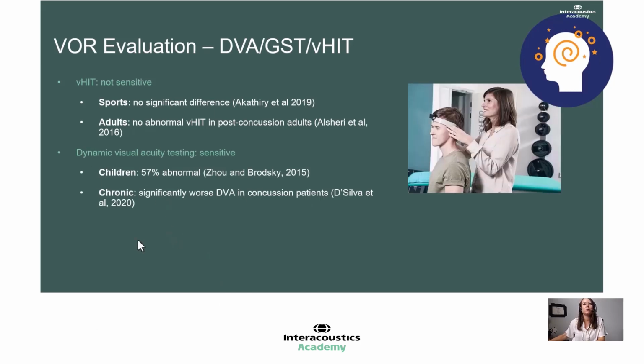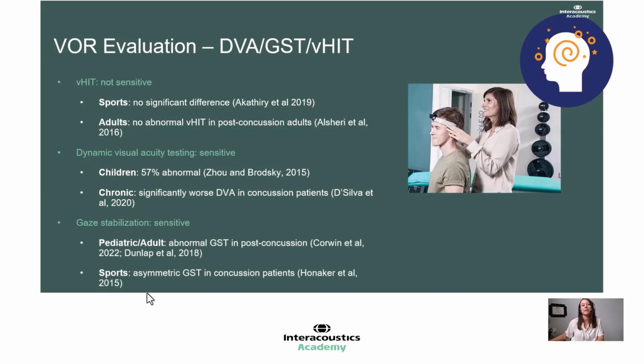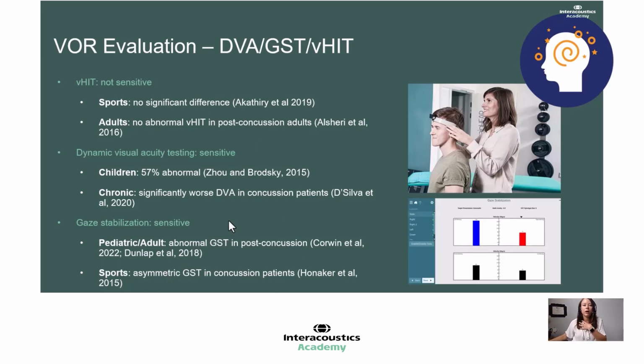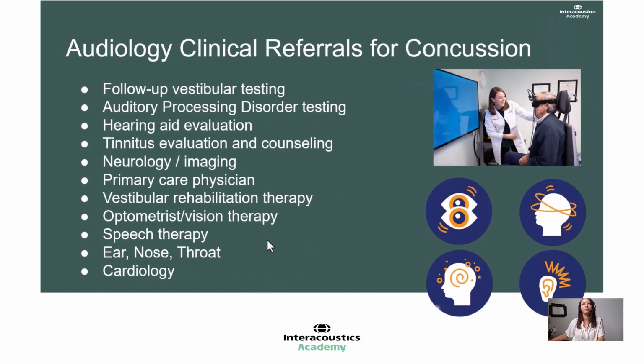What has been shown to be sensitive are some of the functional VOR tests, like dynamic visual acuity and gaze stabilization testing. These are looking at how clearly a patient can see an optotype on the screen while their head is in motion. And it's helpful for an audiologist to be able to perform this to see what is the objective difference, which side is impacted, and at what speed does the VOR break down. This is super useful data for our physical therapy colleagues.